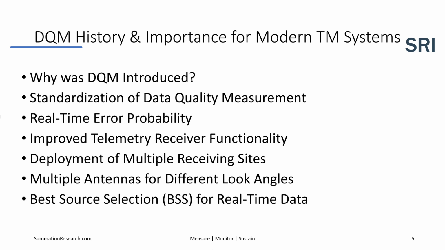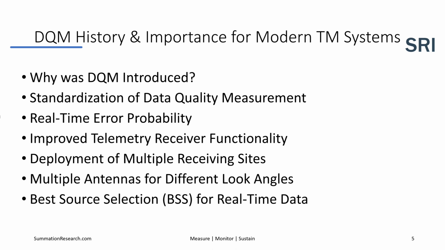Why is DQM important for modern telemetry systems? Deployment of multiple receiving sites is typically why DQM is very important for modern telemetry systems. Modern telemetry systems often deploy multiple receiving sites to support flight tests. The visibility of the test article is limited by the altitude of the flight or mission. Multiple antennas ensure coverage of a wider area, enhancing data reception quality and reliability.